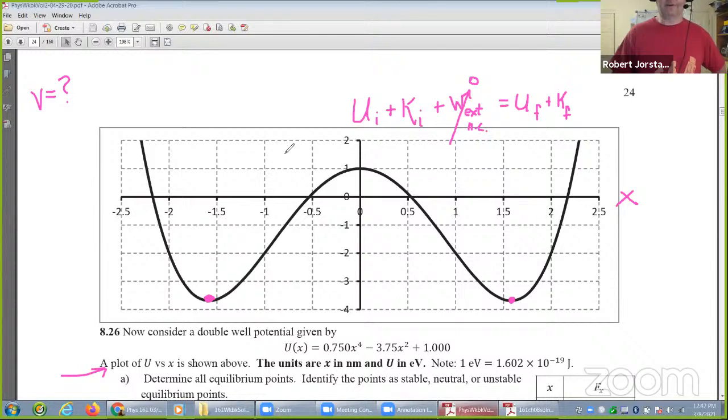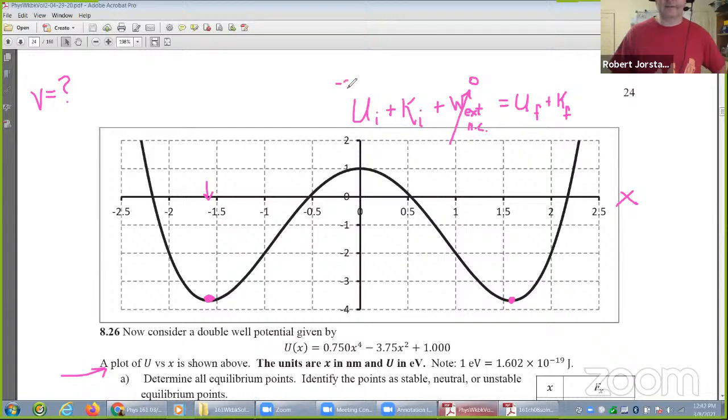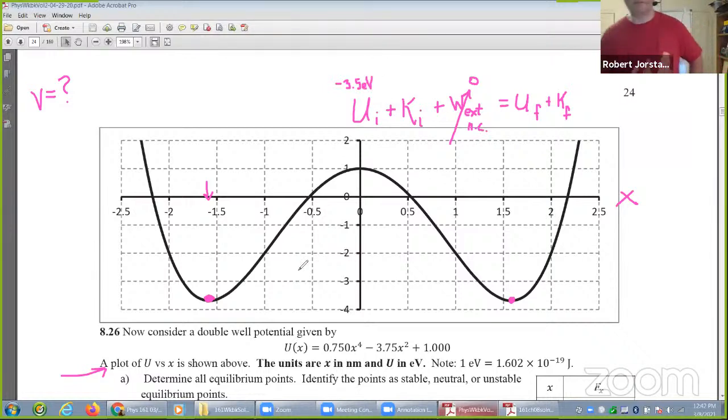Give me a number for U initial, approximately, if I'm sitting down here. So like negative 3.5. Okay, so this number is negative 3.5. Units matter now. I better write them EV, I think we said, right? Yes, EV. Okay. Now, kinetic energy. I'm looking for the initial velocity. So basically, this is the unknown. Agreed?